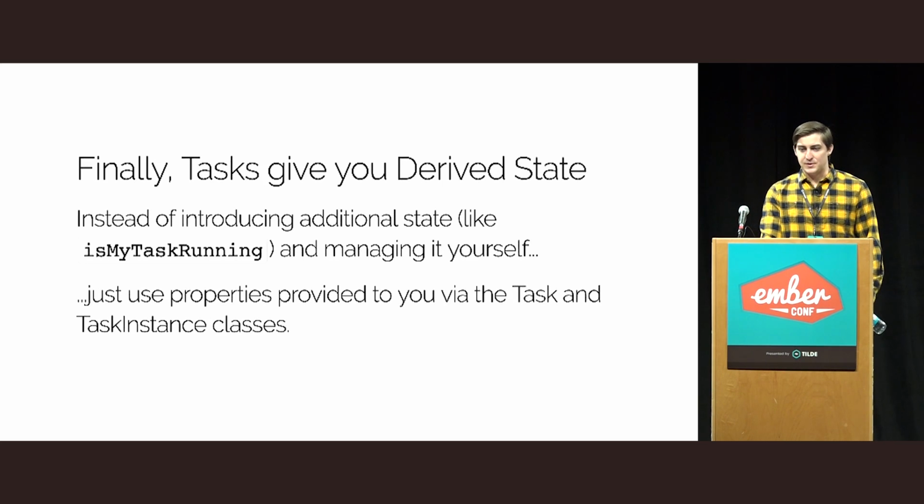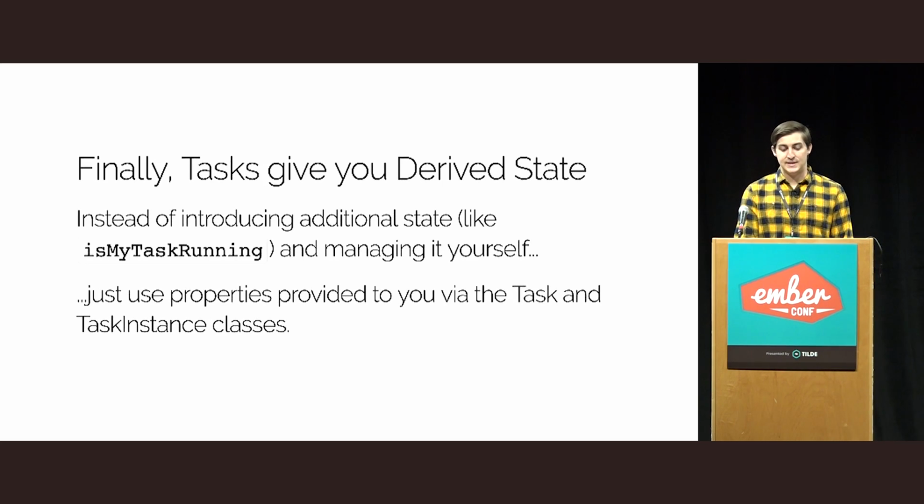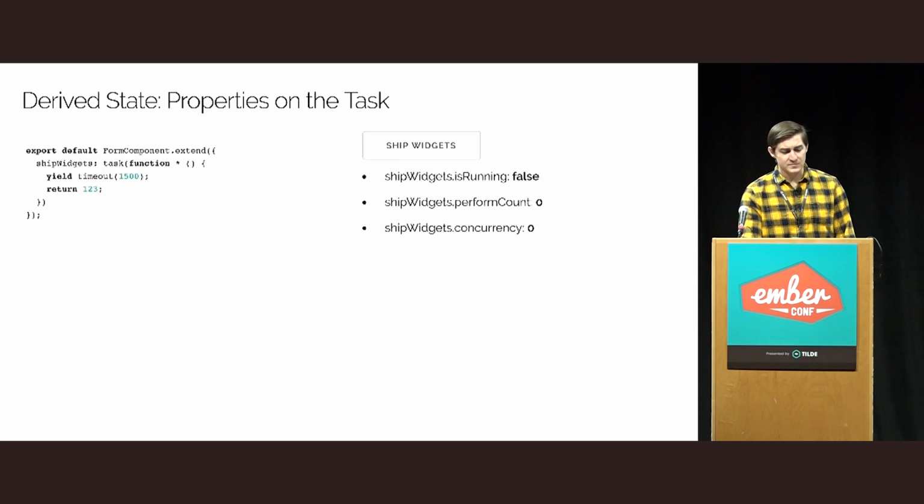But instead of doing that, there's actually a lot of properties that are built into tasks and these task instances that you should know about because they can save you a lot of pain and a lot of error-prone code. So it's a very basic example of some stuff that's given to you for free. Is running, I didn't actually show you any of the template code before. I will soon for that example with a geolocation. But if you have a task that's called ship widgets, I'm probably gonna screw up that one if I say it a few times, and you perform it, then is running is gonna go to true.